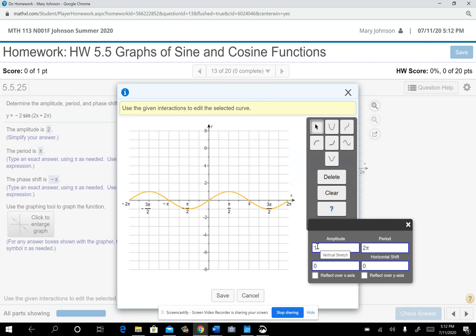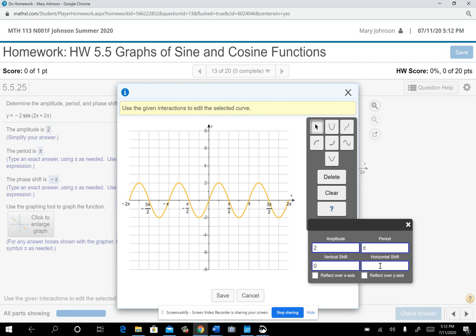Now we're going to adjust it. So we're going to say the amplitude is 2. We're going to say the period is pi. You can kind of see it changing, you know, when you look at it. So the period is pi. Okay. The vertical shift, there isn't any vertical shift. The horizontal shift is the phase shift. So that's going to be the negative pi.